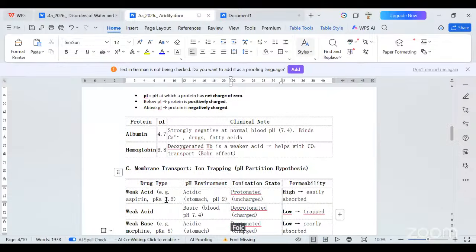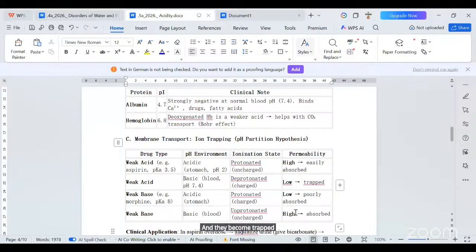For a weak acid like aspirin, the pKa is 3.5. And since the pH of the stomach is 2, it is easily absorbed within the stomach walls. So it helps it to do its work. But in the blood, weak acids are deprotonated because the blood pH is 7.4. So weak acids are deprotonated, and then they become trapped. Do we understand the message I'm trying to pass?